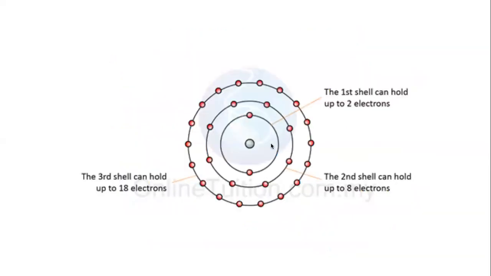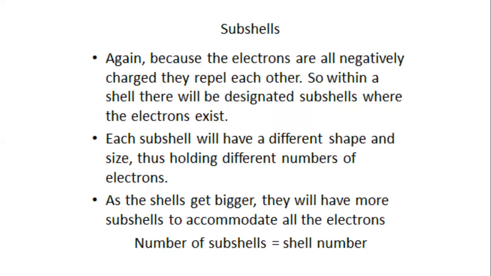So here is an example. We have our nucleus in the middle, and we have one shell, and the first shell can hold only 2 electrons. It's pretty small, and these 2 electrons are going to repel each other. Next, we have the second shell, and the second shell can hold up to 8 electrons. And then we have this third shell, and the third shell is really large, and it can hold 18 electrons.